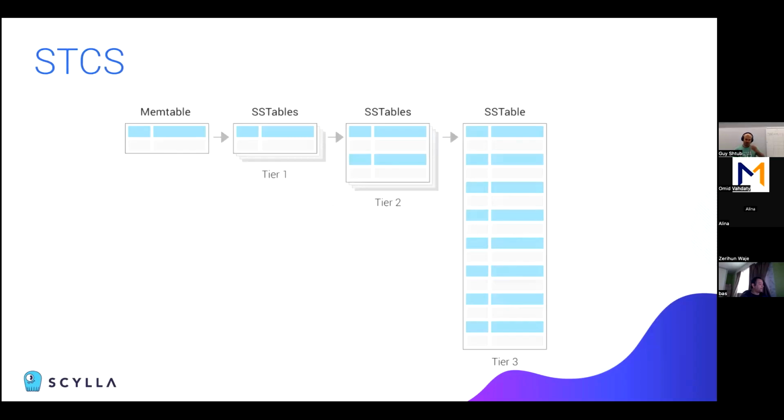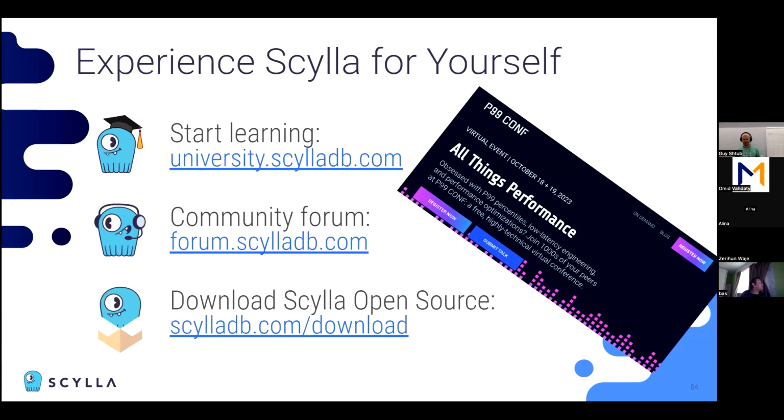Okay, and this is an example of size-tiered compaction strategy. We have a mem table, we write multiple SS tables in one tier, and then we compact that, and it goes on. And once we write a new SS table, we can simply let go or discard the old SS tables.